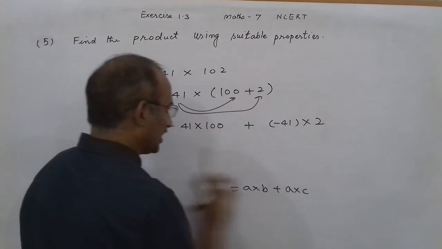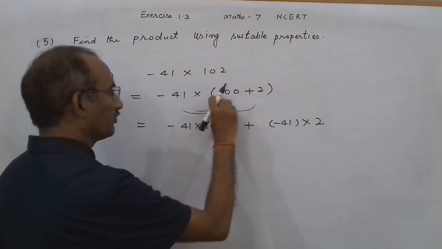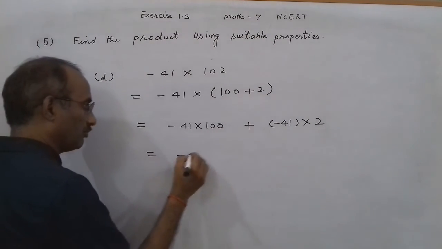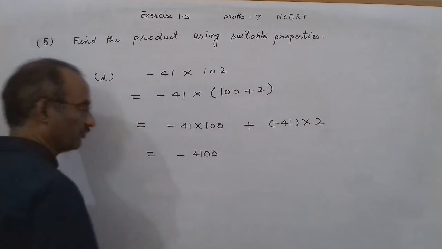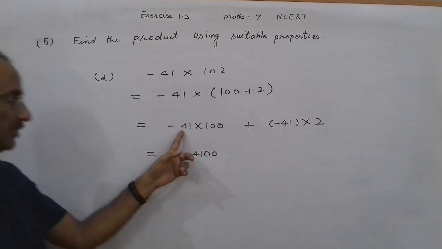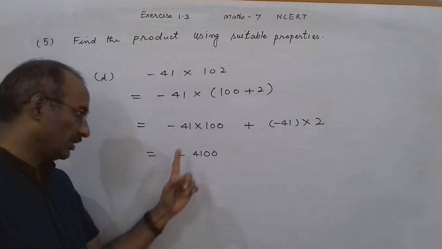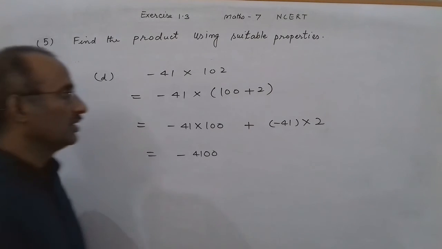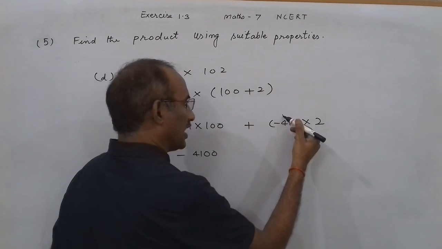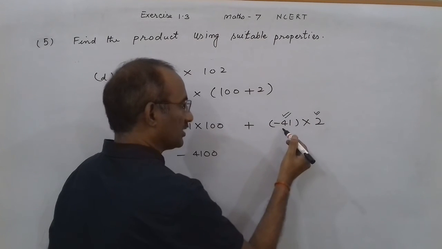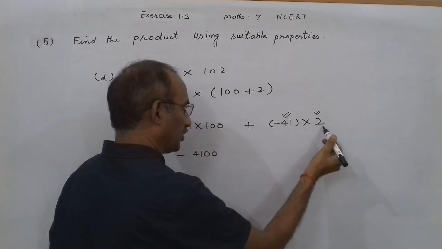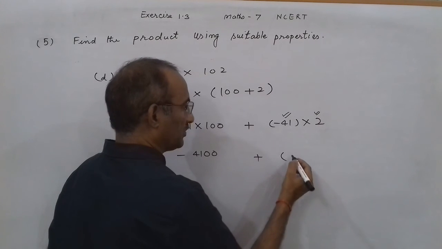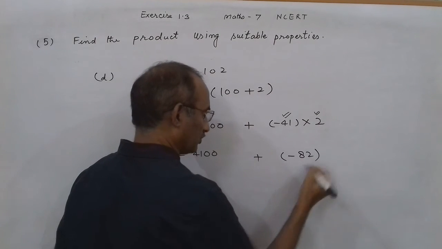So if we multiply minus 41 with 100, then we get minus 4100. The product of a negative integer and a positive integer is always a negative integer. So here we get minus 4100. Similarly, if we multiply minus 41 with 2, this is a negative integer and this is a positive integer. So our product will be negative. So here we write minus 82.